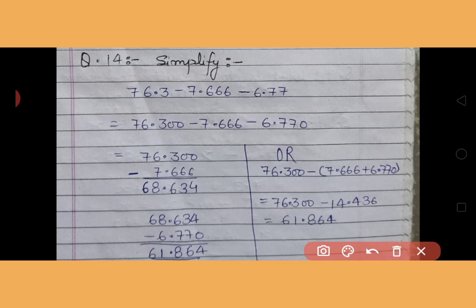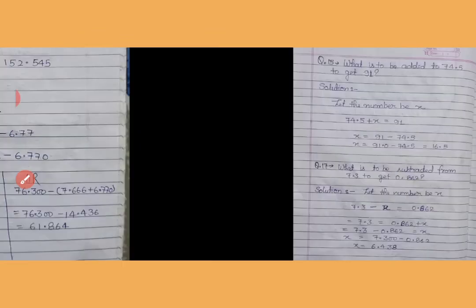Firstly we will add the negative numbers, then we will subtract from the positive numbers. Negative numbers are here, 7.666 and 6.770. We will firstly add these numbers. After it we are getting 14.436. 76.300 will subtract 14.436 and getting the same answer 61.864. Any method you can use to solve this question.